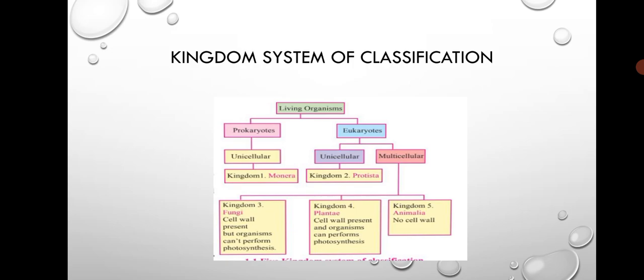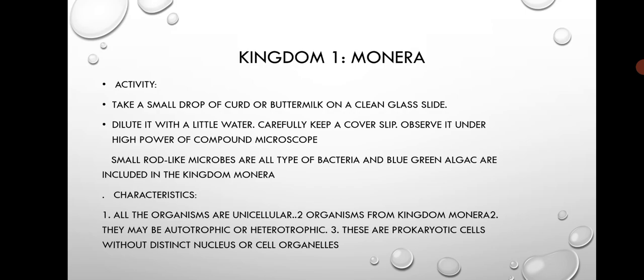Here is the flowchart of living organisms, which are divided into prokaryotic and eukaryotic. Unicellular prokaryotes are in kingdom Monera, unicellular eukaryotic cells are in kingdom Protista, and multicellular organisms are divided into 3 kingdoms: kingdom Fungi, Plantae and Animalia. Now we have studied about kingdom Monera.